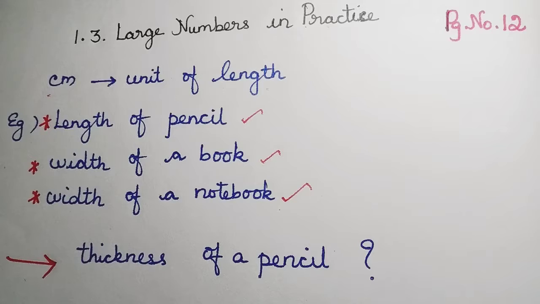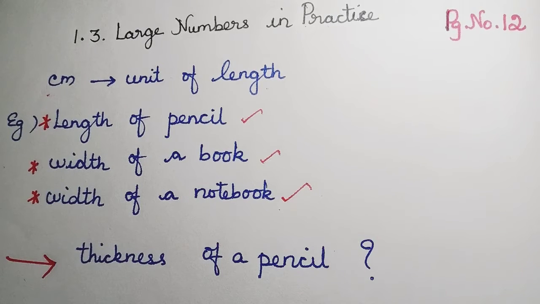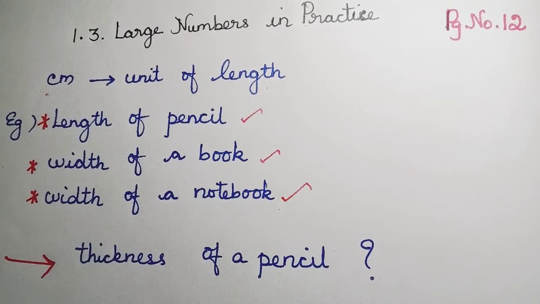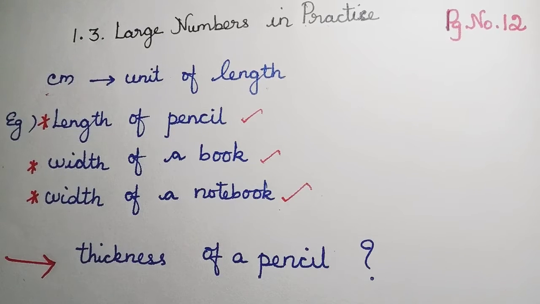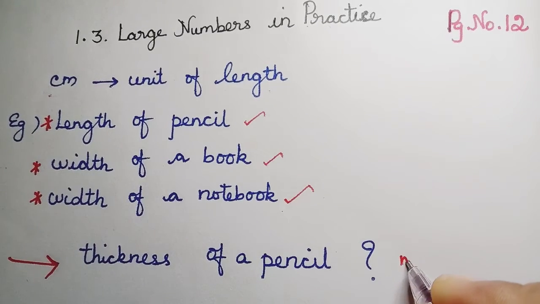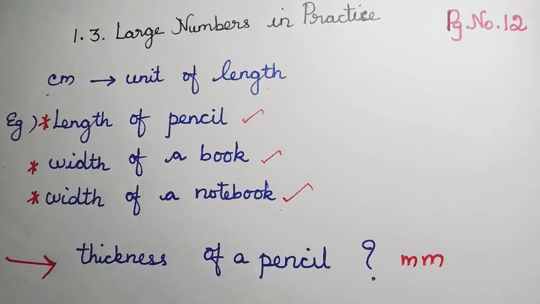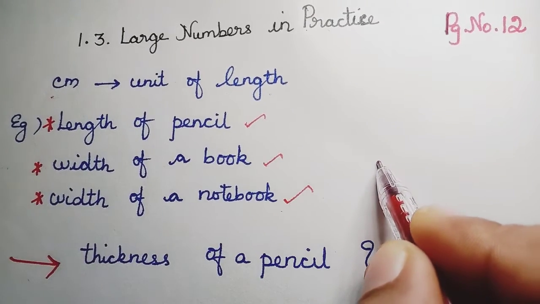At some point, if the distance is very small or very large, how will you measure the distance? Using centimeter? For example, the thickness of a pencil tip, you can imagine. How will you measure the thickness of your pencil tip? It is not in centimeters, right? It is less than a centimeter. So how will you measure that? Using millimeters. So what is a millimeter? For that you can draw the scale itself.